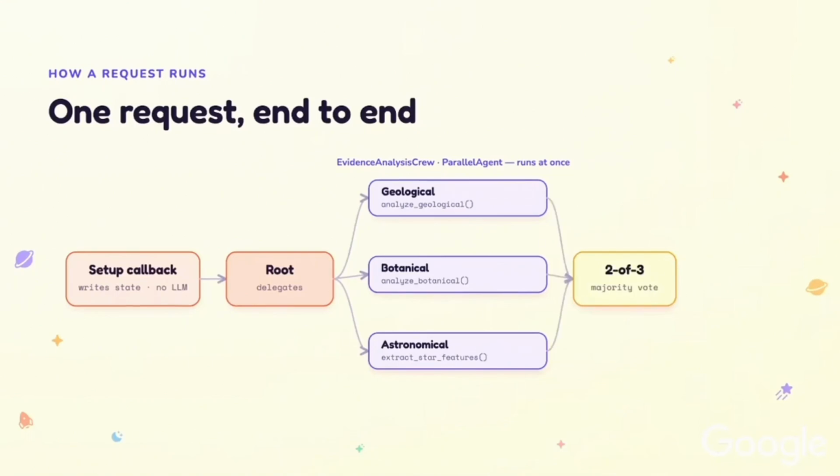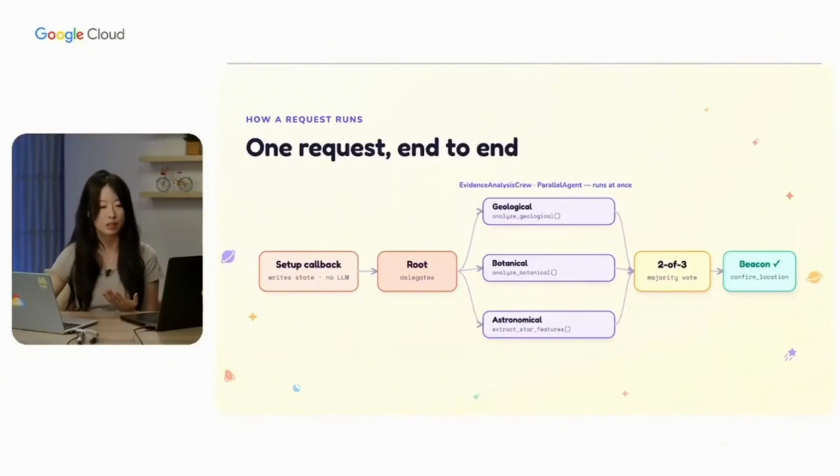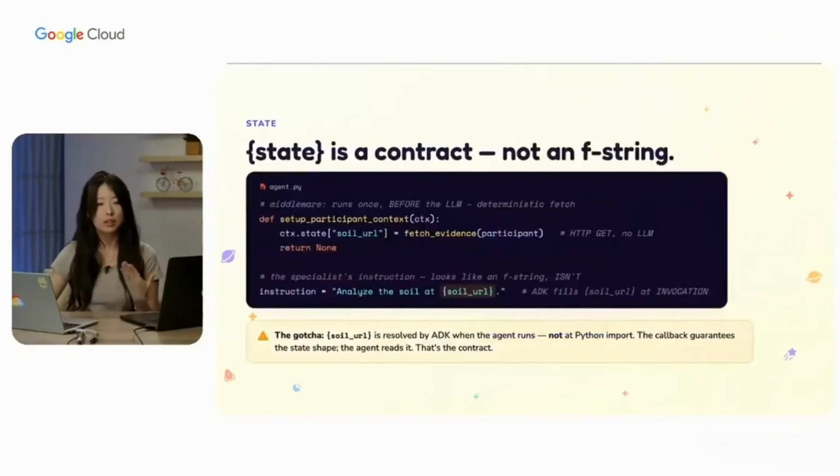It will see the parameter at the same time. It will run at once, and then it will vote, and the answer will come back. So here we have this 2-out-of-3 voting, and we're getting the final result. At the very beginning, we're using this setup callback to make sure we have all the necessary URLs, so that all the parallel agents have the necessary variables to analyze. This is one important concept for us to learn, to add more control to our agentic system.